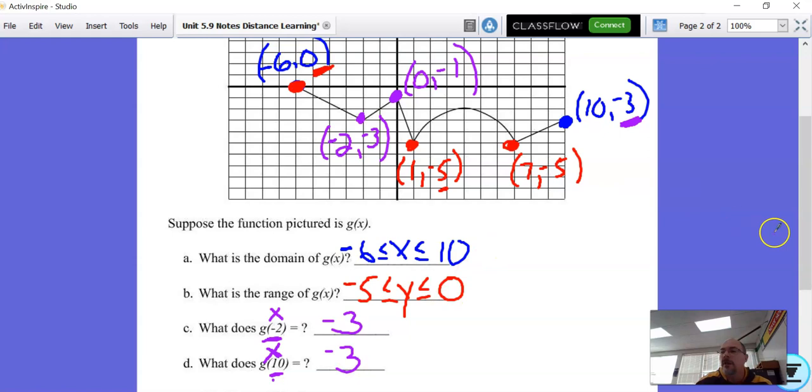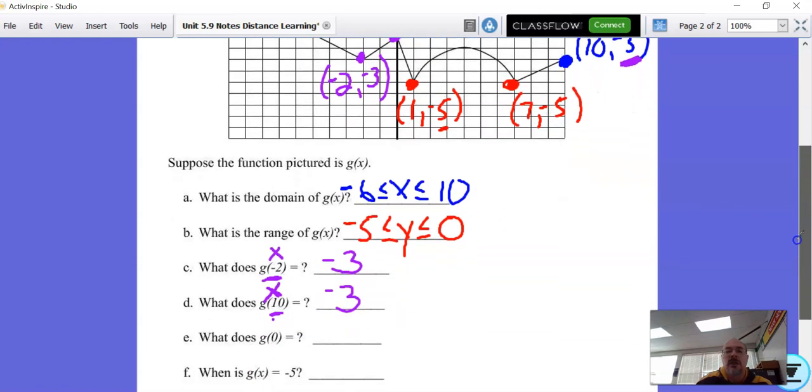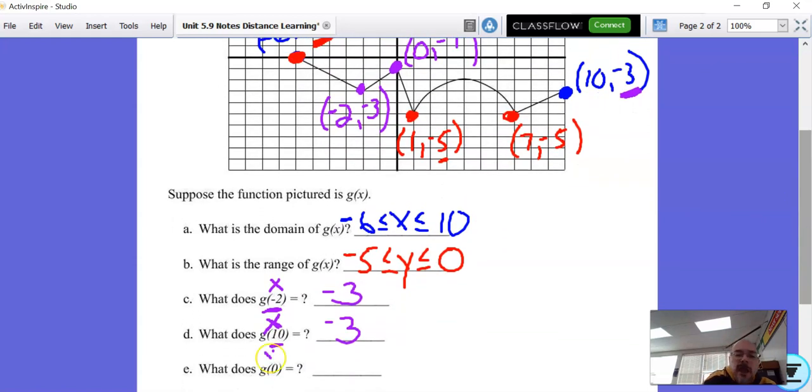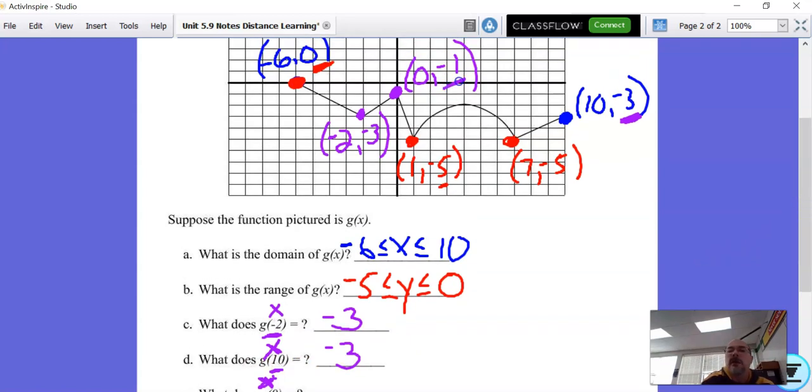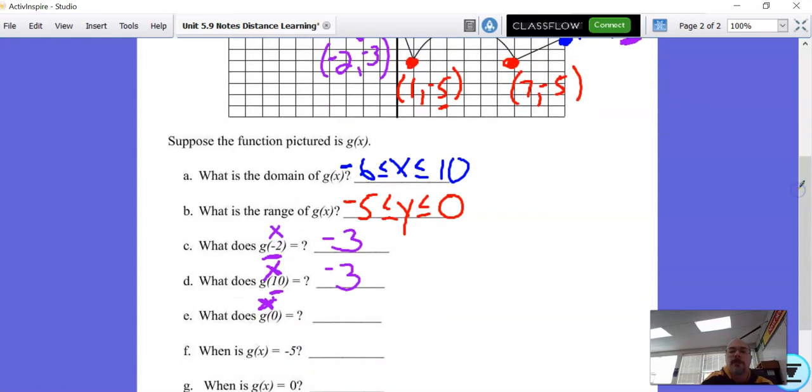All right, well, let's see what the next one says. The next one says g of 0. Again, that means x is 0. So let's go to where x is 0, folks. Oh, there it is right here. X is 0, its partner is -1. So the answer is -1.